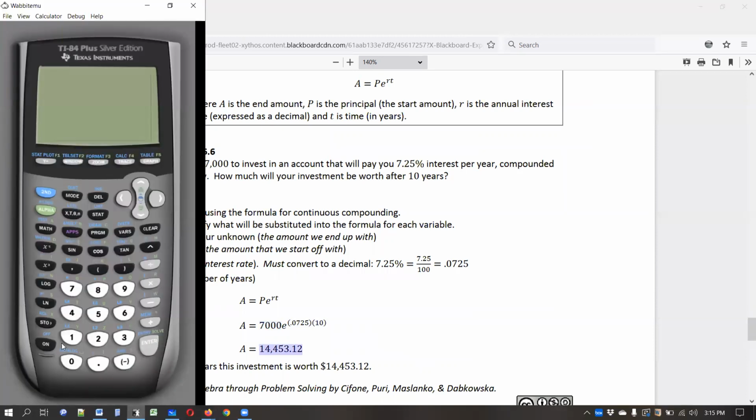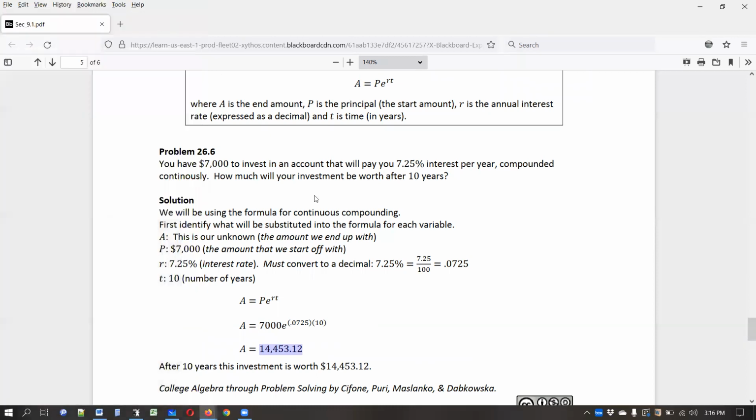And let me show you here on the calculator. 7,000 times the E. Now, the E is the following E, as you see right here, on top of the natural log, e^x. So second, E, I am going to open parentheses because I don't want to make a mistake, 0.075 times 10. And we'll get $14,453.11, or approximately, as you see here in the workbook.